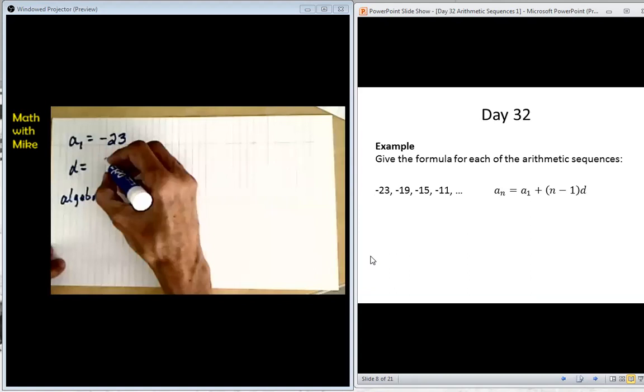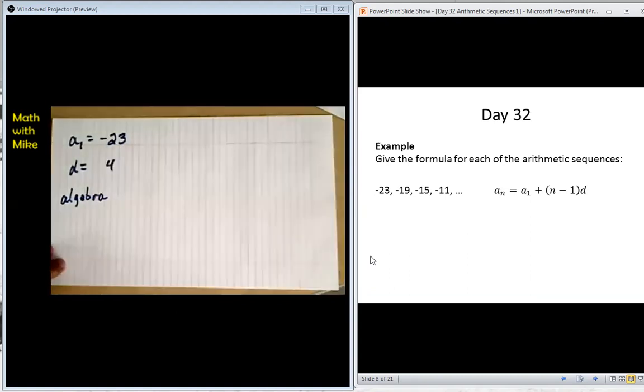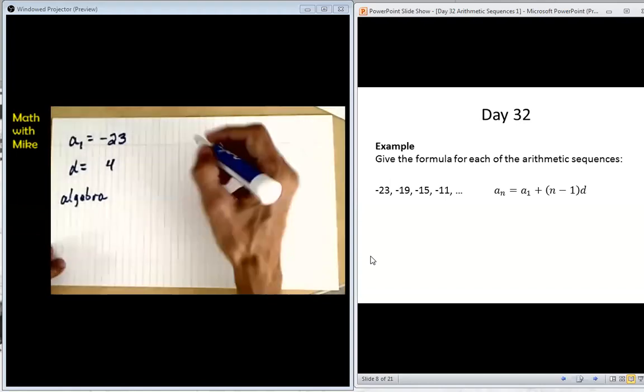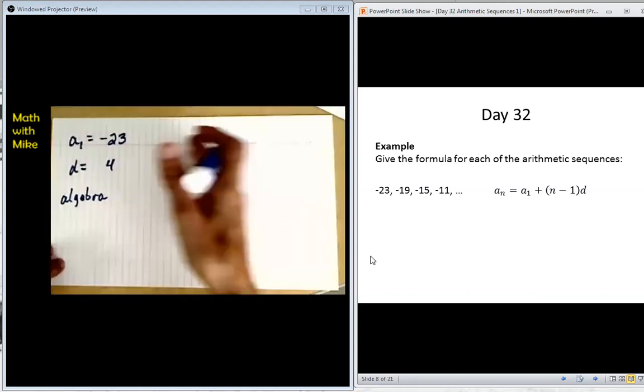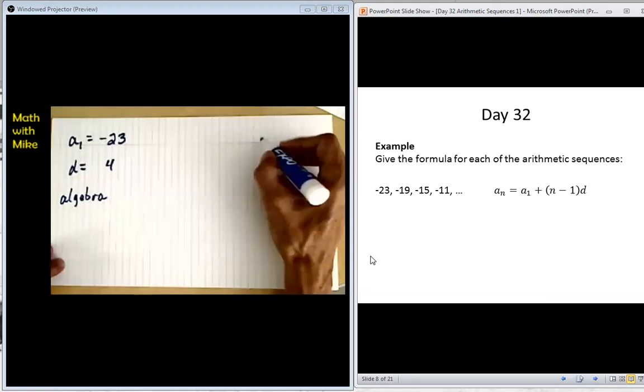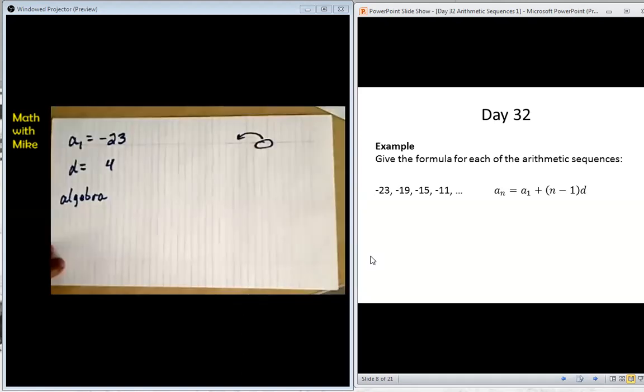Okay, well, let's check. How do you check? You pick up a pen, you write it down. 23 minus 19 gives 4. No, it's the other way around. You choose the one that's further on and then subtract the one before it. That order is important, okay?